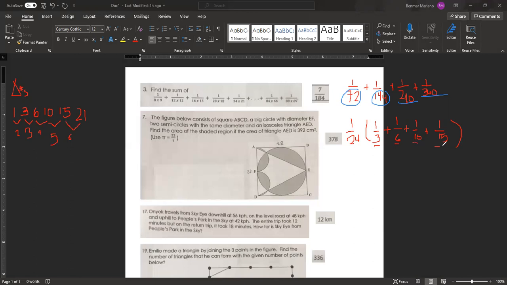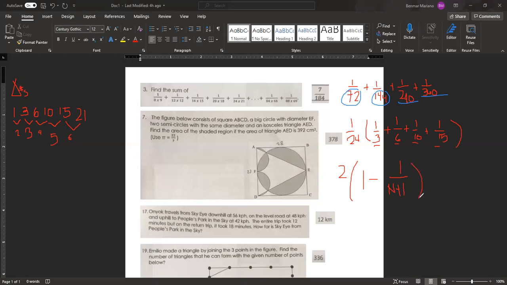Now, how do we identify, or what is the formula if we want to identify the sum of the reciprocals of triangular numbers? Okay, the formula for that one will become 2 times the quantity of 1 minus 1 over n plus 1, wherein n is the number of terms.